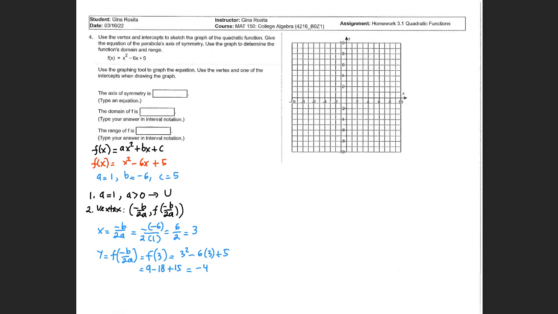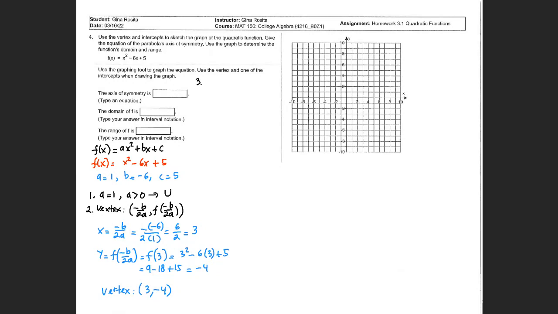The vertex is (h, k). So x equals 3, y equals negative 4. We follow that. Now we find the next one. Step 3, I just add over here.